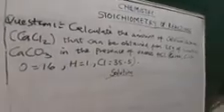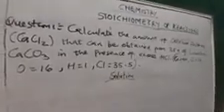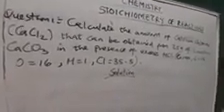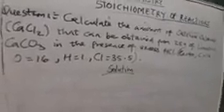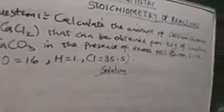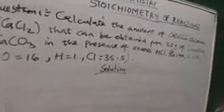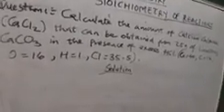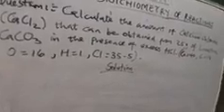Okay, we have a question here. Calculate the amount of calcium chloride that can be obtained from 25 grams of limestone in the presence of excess hydrogen chloride. Okay, remember what I said? Deduce the chemical equation from the question. That is, if you are not given the chemical equation, you have to deduce it first from the question. Okay, now we have that.